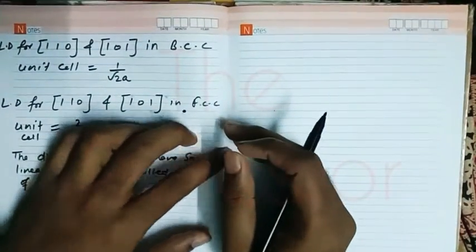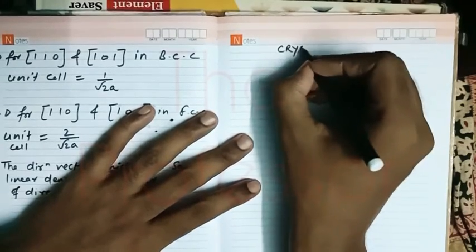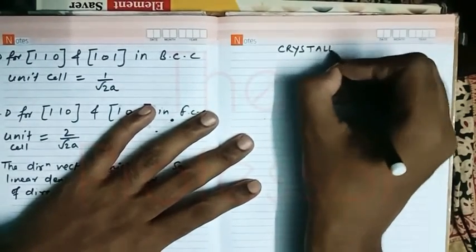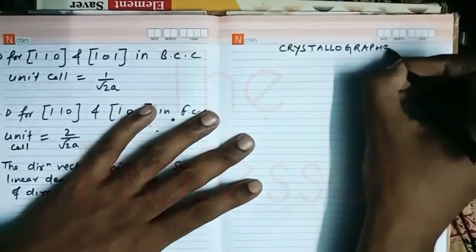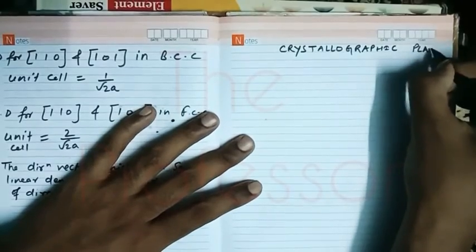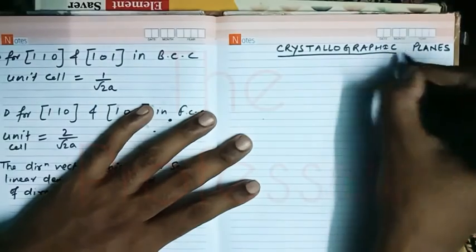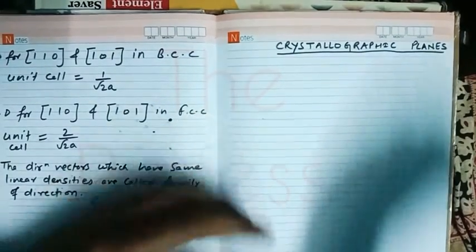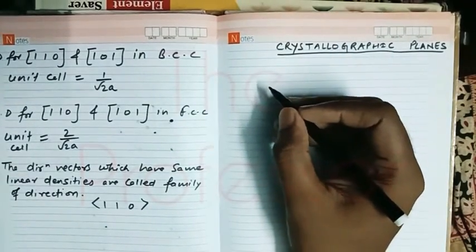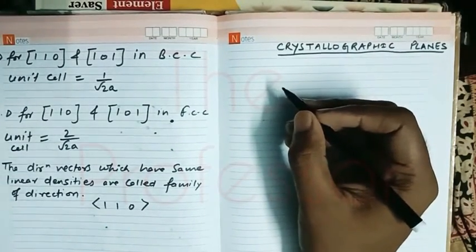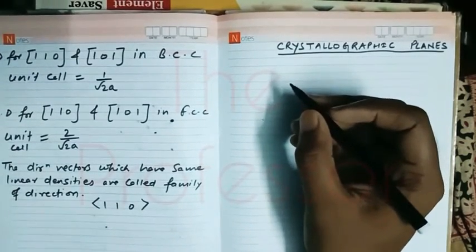Hello everyone. In today's class we are going to discuss crystallographic planes. In last class we had discussed crystallographic directions, in which we had found out a way to locate different points and different atoms in a crystal lattice. In today's lecture we will find out a way to locate the different planes in a unit cell, right?